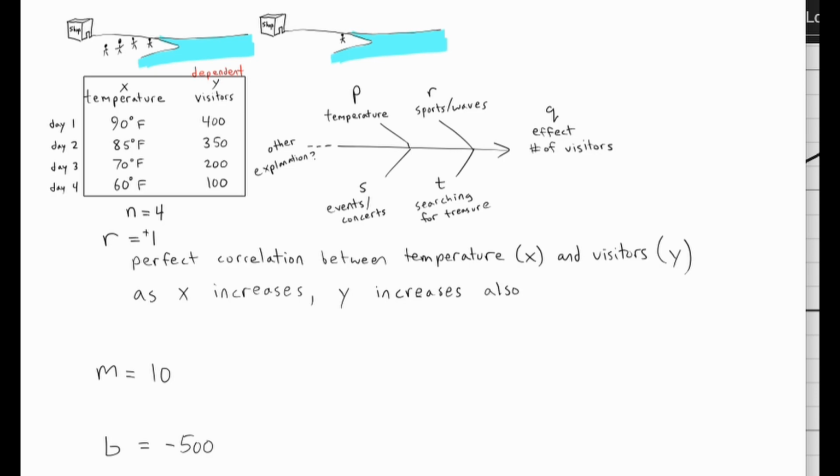Now, you have to be able to put this statement into the context of the situation and the context of the data, though. All right, so with that, you just want to reference the units that were involved and just make your statement in terms of that. So X stood for the temperature, so as the temperature increases, the visitors increase also.